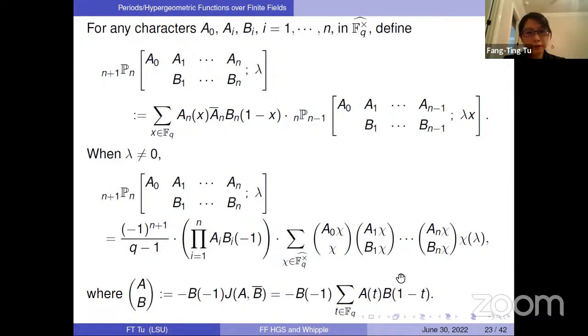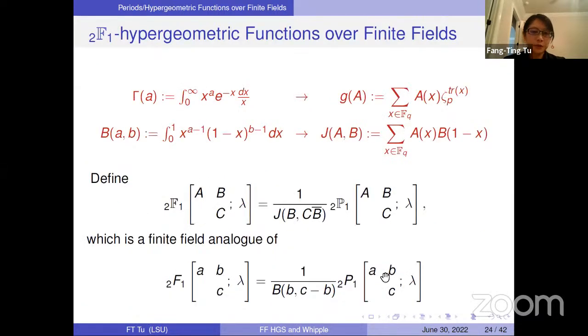For the hypergeometric functions, we will do some normalization, which is parallel to the classical case. Gauss sums and Jacobi sums are the finite field analogs of the gamma function and the beta integral. So here we do a normalization like this, then we get the finite field 2F1 function. In this case, when lambda equals 0, the value of the 2F1 function gives us 1, which is the same as the classical 2F1 function.